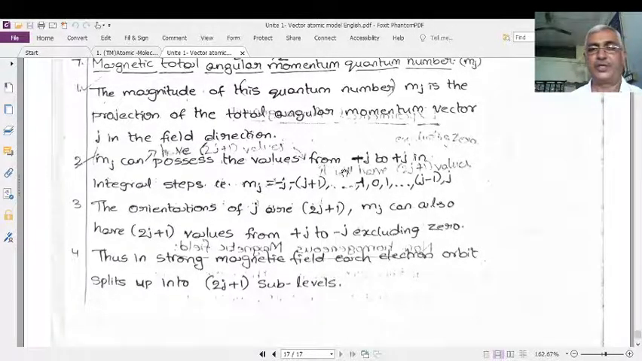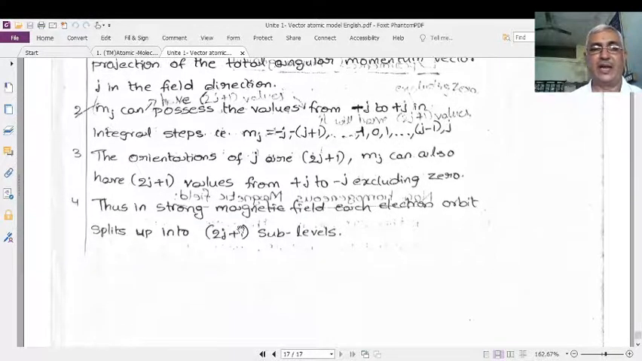And it possesses 2j plus 1 values, from minus j to plus j, and the total number of values is 2j plus 1. It means that due to the application of a strong magnetic field, each electron orbit splits up into 2j plus 1 sublevels. What is the thing here? Due to the application of a strong magnetic field, each electron orbit splits up into 2j plus 1 number of sublevels.